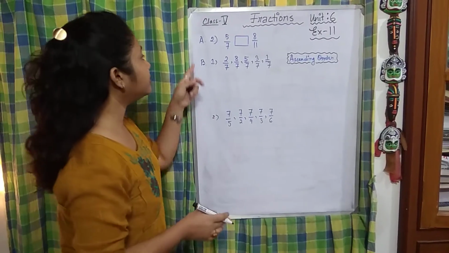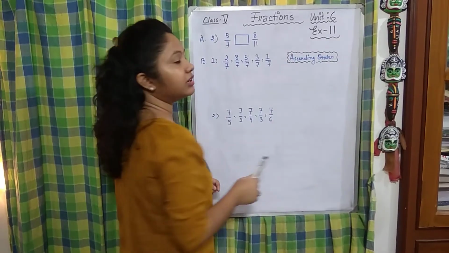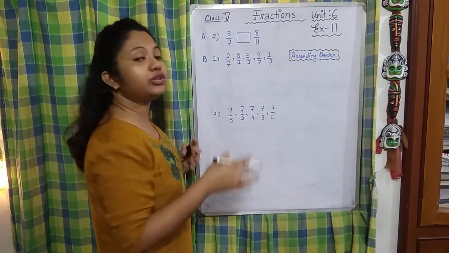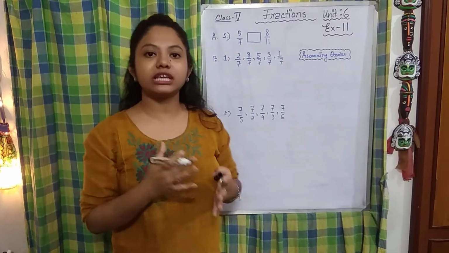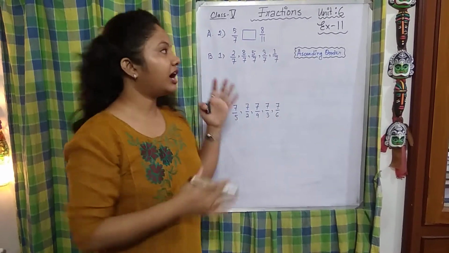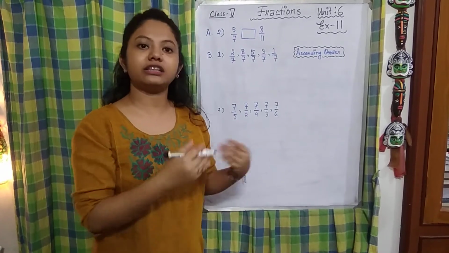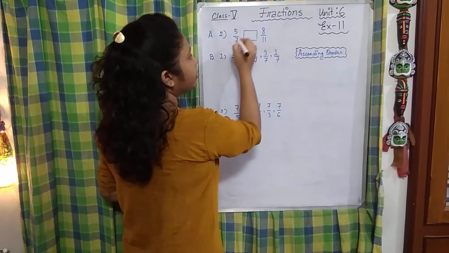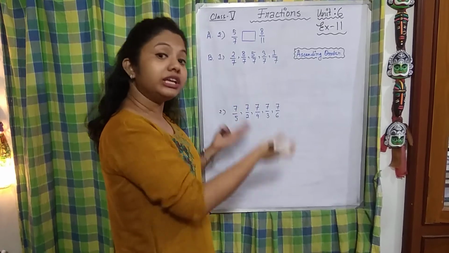So let's get started. In exercise number 11, sum number 2 is given, where you have to fill in the blanks. Many of these sums are given in your exercise, so I'm going to show you one template here. You have to follow the procedure and then do the rest of the sums. So how are we going to do this sum? We have to find out which is bigger, smaller, or equal.